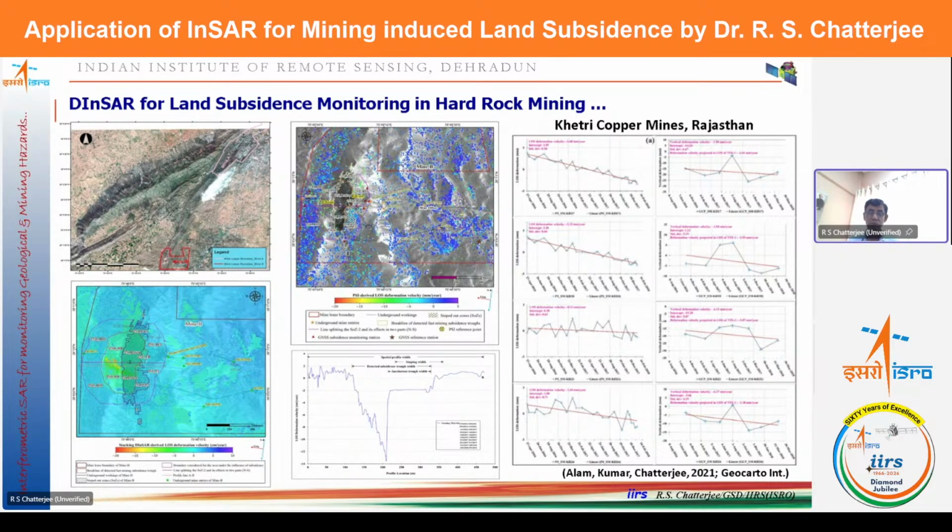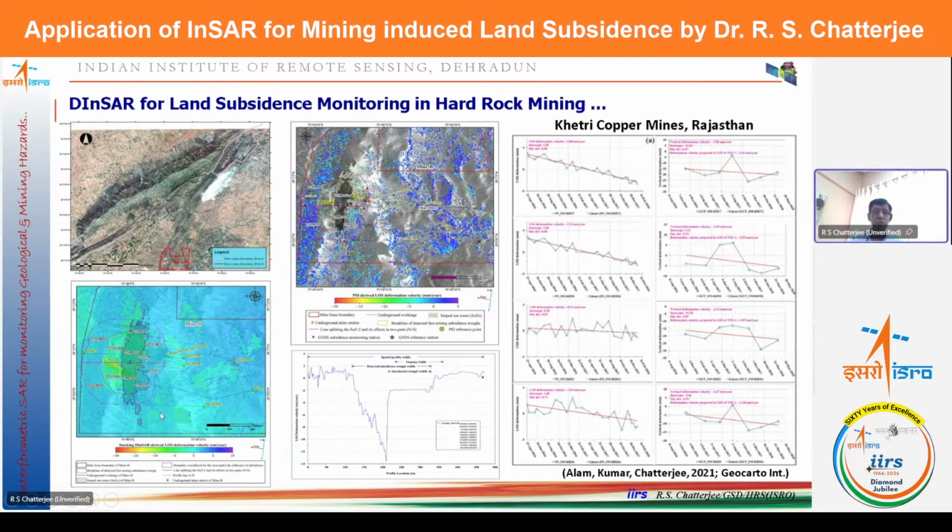Okay, but the subsidence affected area is wider. Why? Because it is quite deep level. So when it is reflected at the ground surface from a deeper level, these voids, this affected area becomes wider. So here we have adopted 2 approaches. One is the stacking of InSAR derived LOS deformation.